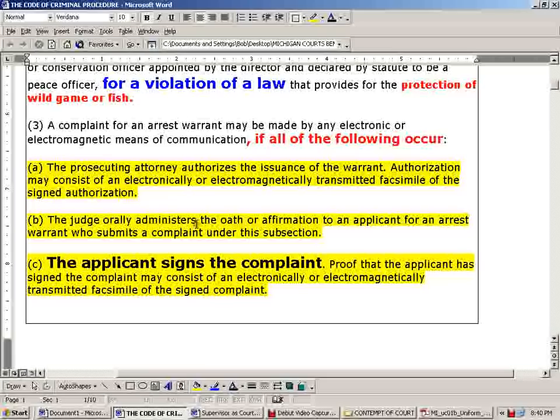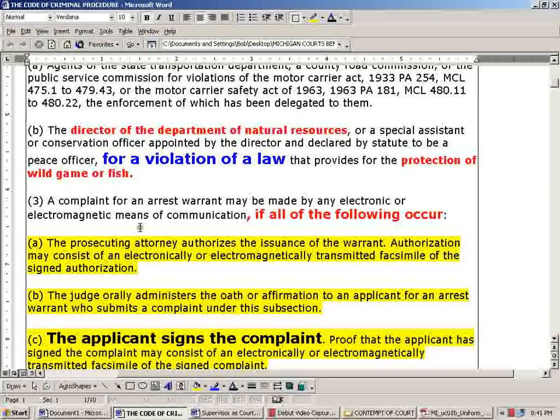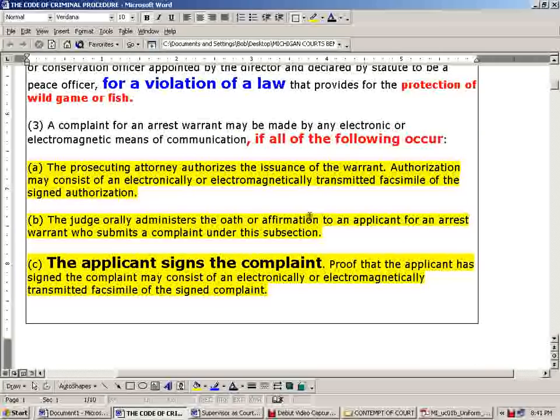The applicant signs the complaint. A complaint for an arrest warrant may be made by any electronic or electromagnetic means of communication if all the following occurs. Prosecuting attorney authorizes the issuance of the warrant. Authorization must consist of the authorization. So first of all, the prosecuting attorney has to agree. The judge orally administers an oath to the applicant for the arrest warrant, who submits the complaint and signs the complaint. Got to do those things.